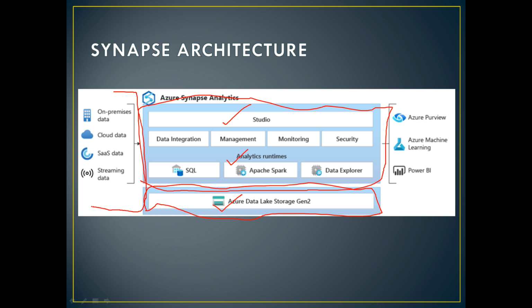These are the different data stores that are supported by the Synapse Analytics workspace or architecture. You will be able to connect to on-premise data stores, cloud-based data stores, SaaS data, live streaming data. These are all the major or frequently used data stores that are supported by the Synapse Analytics workspace. These are the sources which are currently supported. 90-plus data stores are already supported by Data Factory. Same with Synapse also.